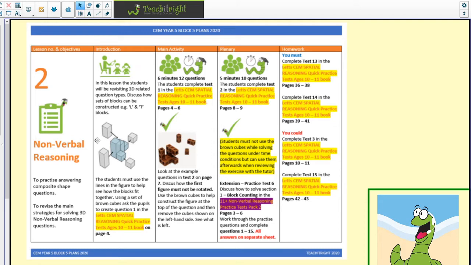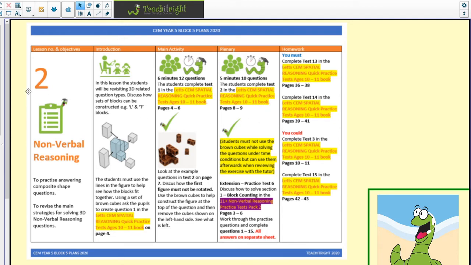So briefly just run through it. We're going to talk a little bit about how we can use different styles of shapes, how we can visualize these composite shapes, how we can put them together. Then we're going to complete several series of questions from the Let's CEM Spatial Reasoning Quick Practice book. And we'll do a variety of these and then we'll talk through the answers.